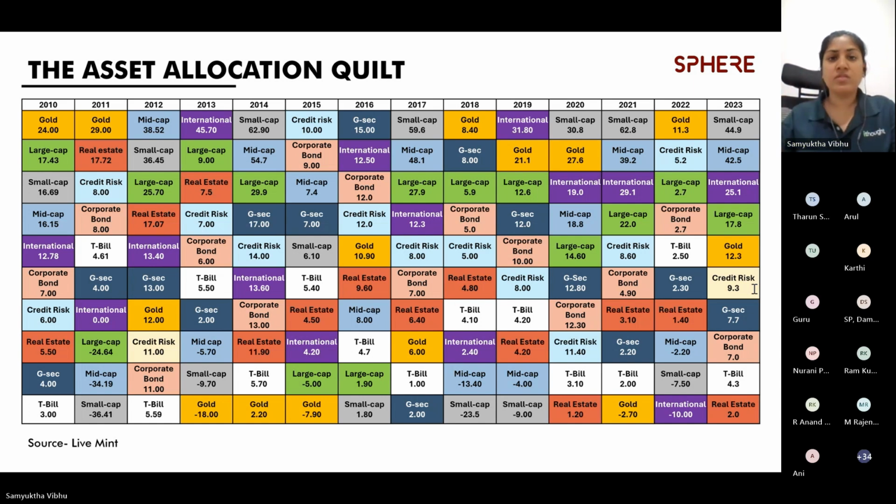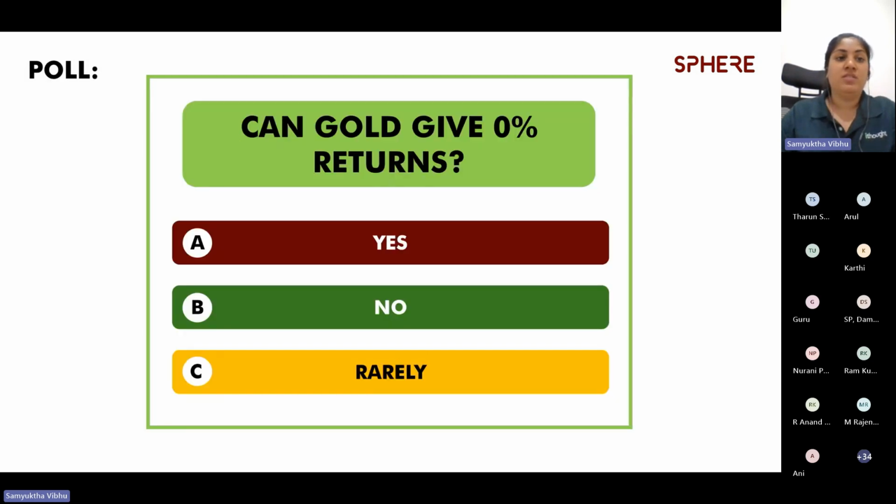So what we learned was, and I'll get to that, what can we do with this information that we have where you see trends in terms of data? So I'm going to quickly do a poll here, and you can type in either A, B, or C, which is, can gold give 0% returns? Do you think this happens on a regular basis? Do you think it doesn't happen at all? Or do you think that maybe sometimes it happens?